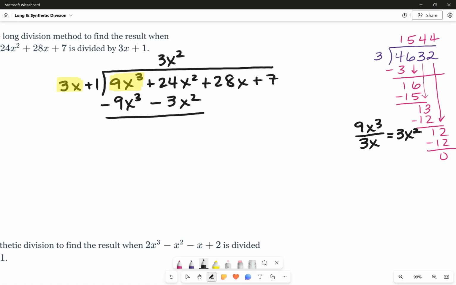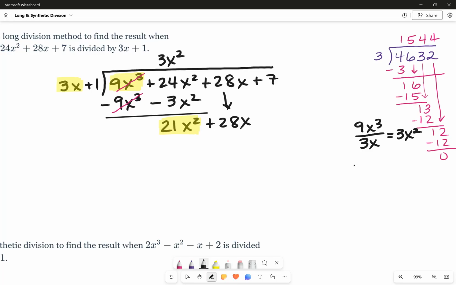I'm going to draw my line, and then I'm going to combine vertically. Well, 9x cubed and 9x cubed zero out, and 24 minus 3 is 21x squared. And then I bring down my 28x. Okay? And now we repeat the process. This time I'm going to just focus on my 3x and my 21x squared.